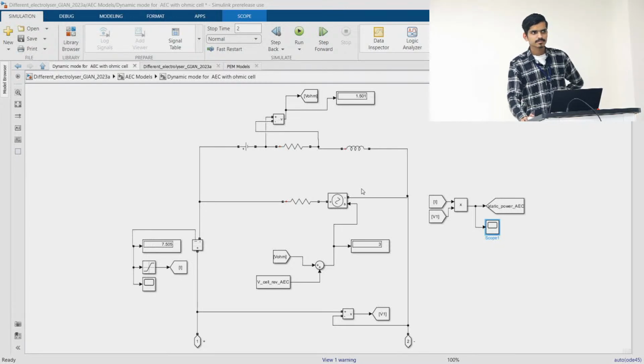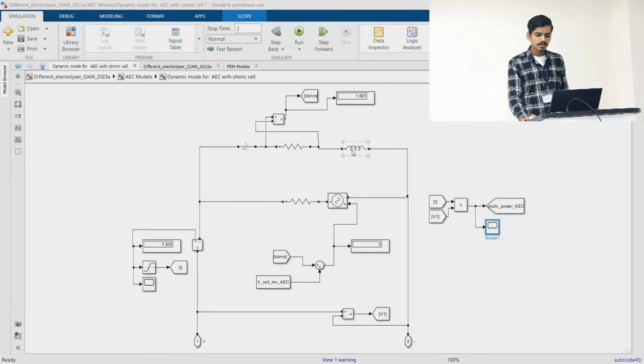So his question is, is it a dynamic or static model? Anyone? Students? Here we have only ohmic losses. Ma'am, here we have only ohmic losses, so this is a static one. Yes, ma'am?